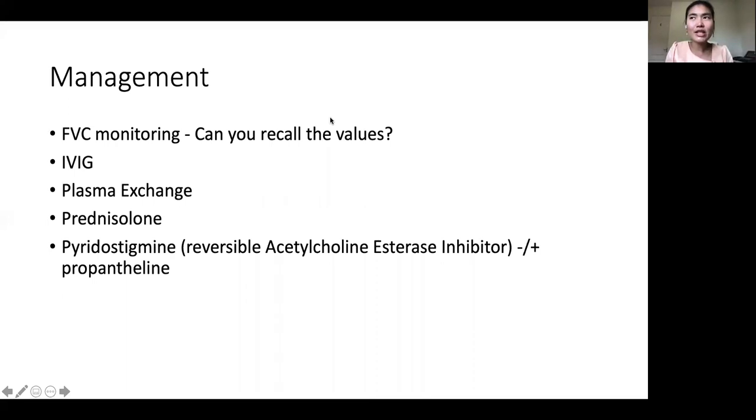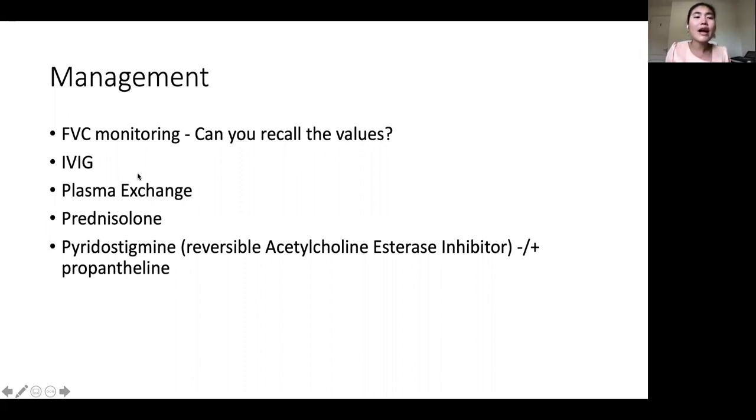So at 20 ml per kg, you should really sell this patient to ITU. Tell them, look, this patient is going into type 2 respiratory failure, please take this patient. Don't leave the patient on the ward. At 15 ml per kg, you should definitely still sell to ITU, to consider ventilation and at least use very close monitoring.